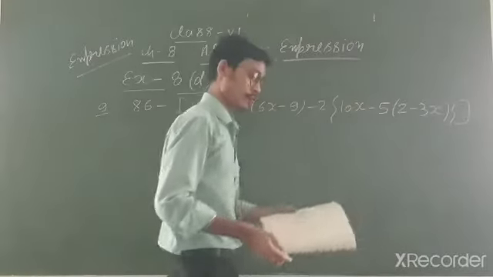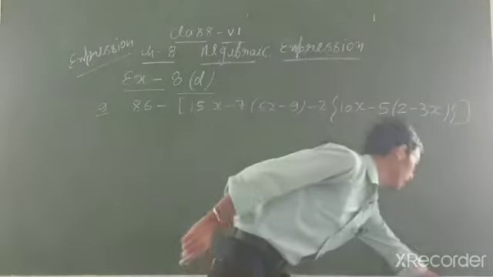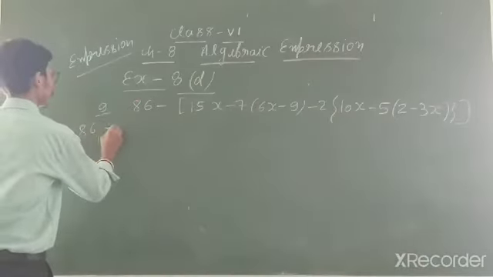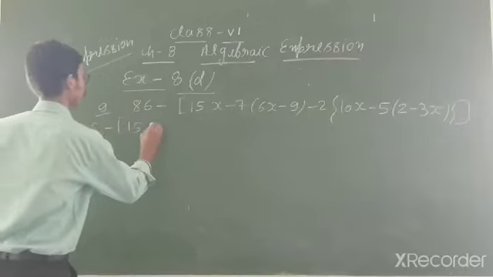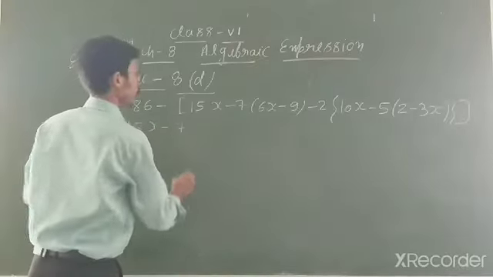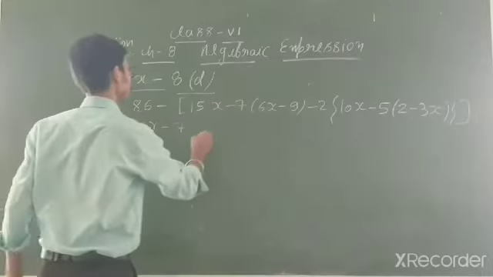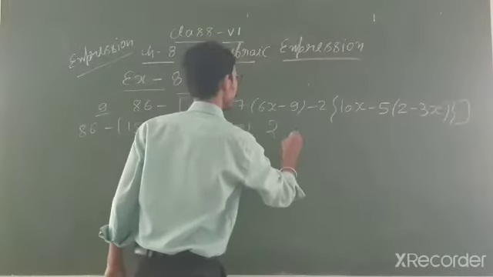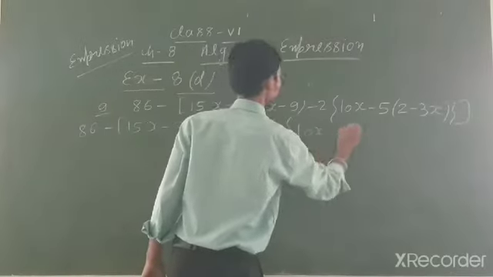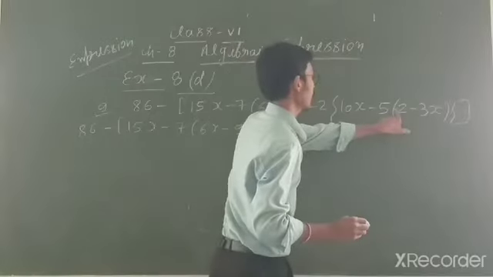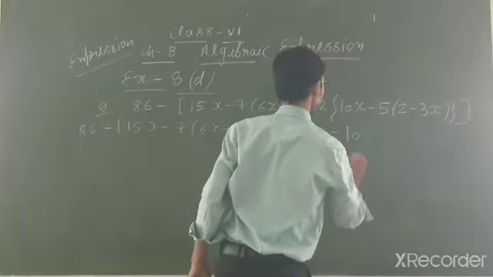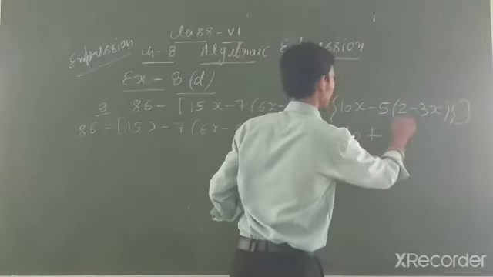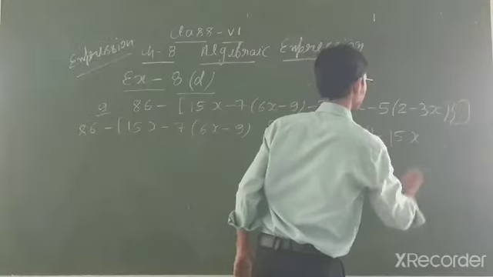This is our question. Now you have to solve very carefully because this is a little bit long. So now try to solve. Now 86 write down first, minus 15x, minus 7. You will solve from right hand side. 6x minus 9 you will write down, minus 2 is given. Then solve this one: 10x, minus times plus 5 is minus 10. This is given. Now minus minus plus, so plus 5 times 3 is 15, that is 15x.